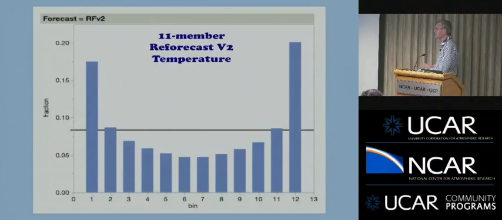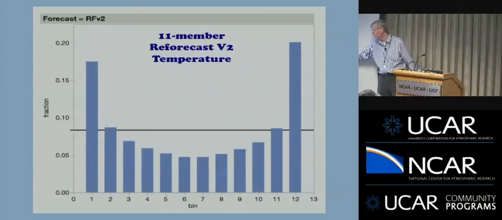So under dispersion, here's a classic example with a rank histogram. This is from the reforecast version 2 temperature. It's an 11-member temperature forecast. It's an 11-member ensemble. And so you have 12 ranks going from the lowest to the highest. And what you want, ideally, is that everything line up with this black line. Then it's a reliable ensemble.